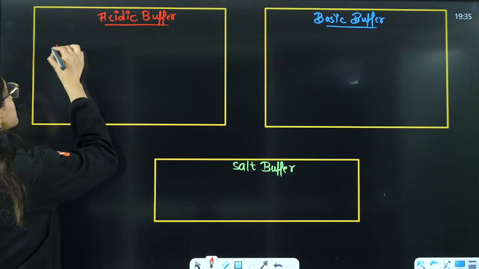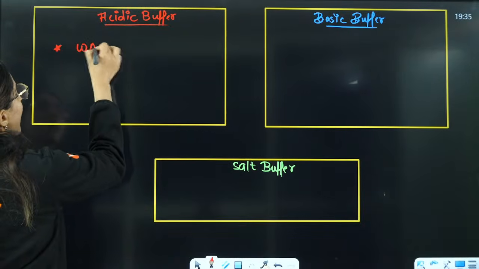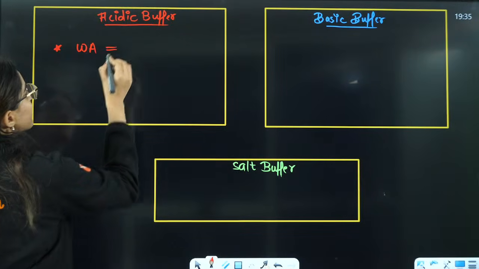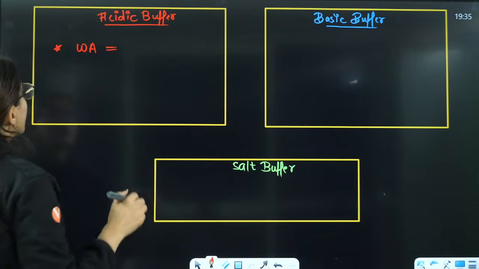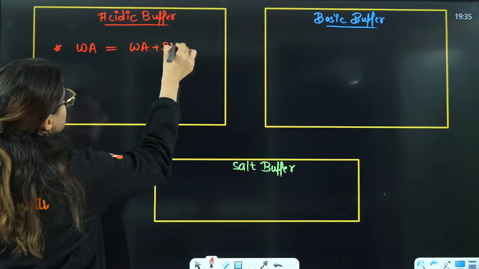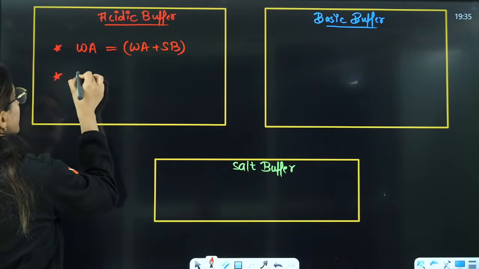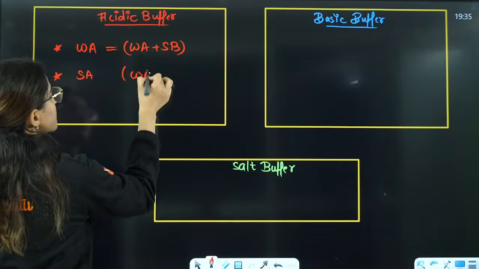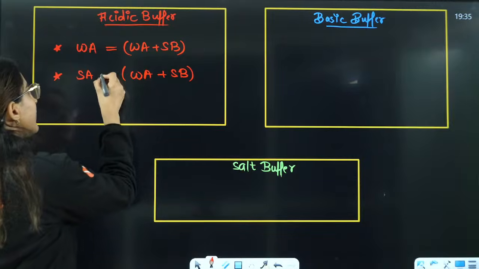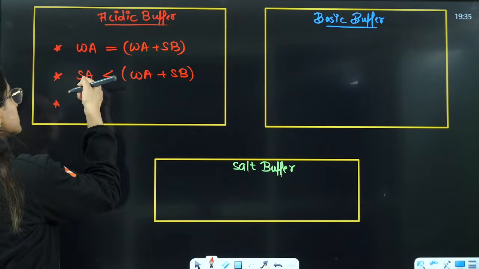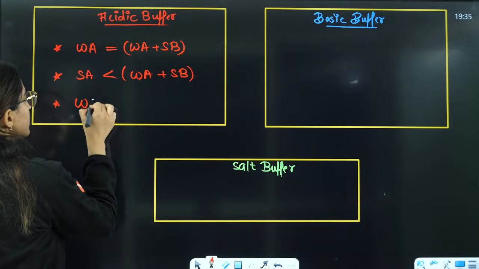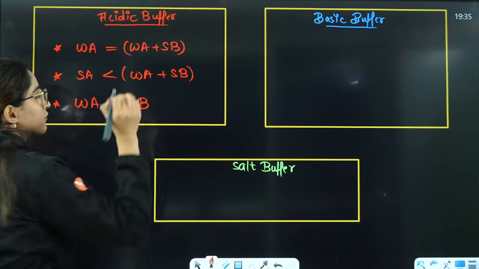Acidic buffer, first point is what? You will have weak acid plus, I'll just mention equal, means the number of moles should be the same, right? Weak acid plus strong base salt. Second is you should have strong acid. Just learn this way: instead of weak, write strong. And here the number of moles of salt will be greater. Instead of strong, write weak here, right? But here the number of moles of weak are greater, but here it is with strong base, when no salt is given.